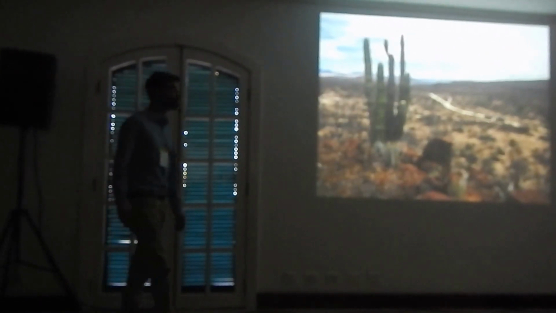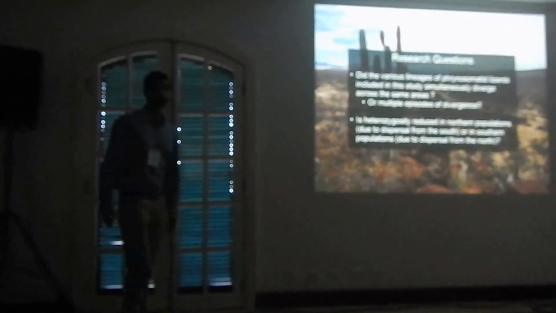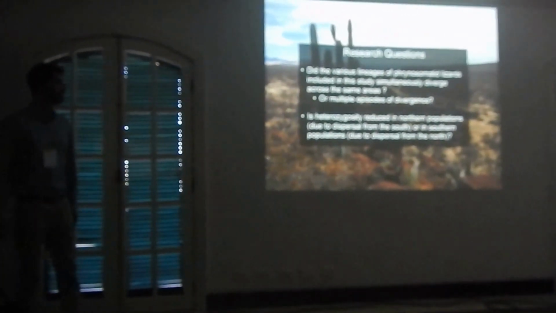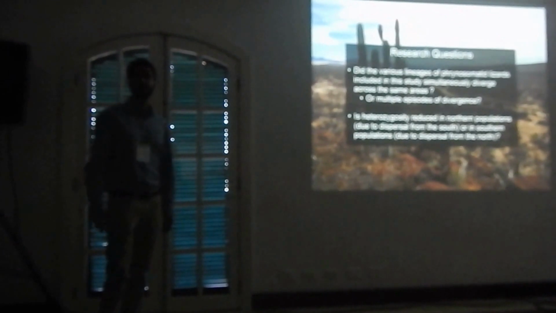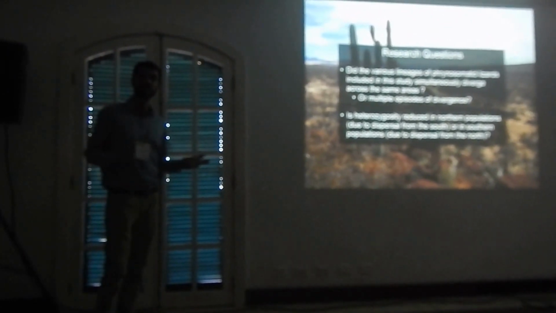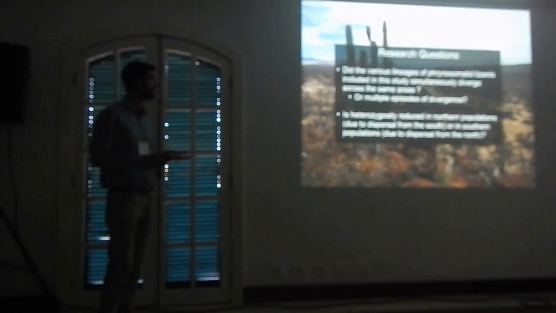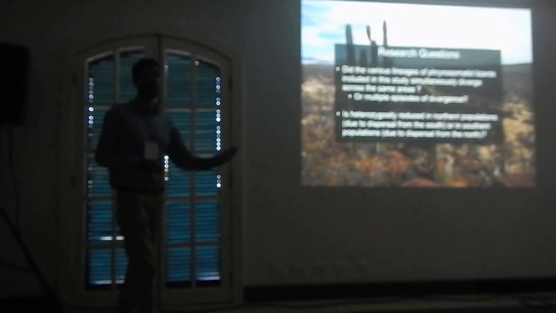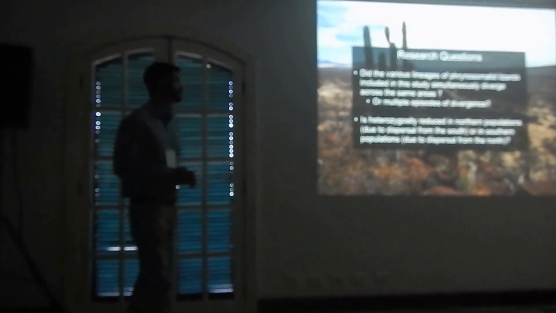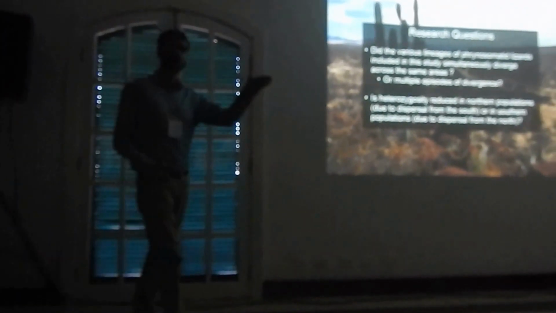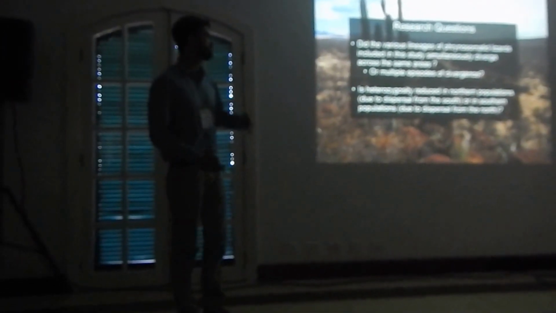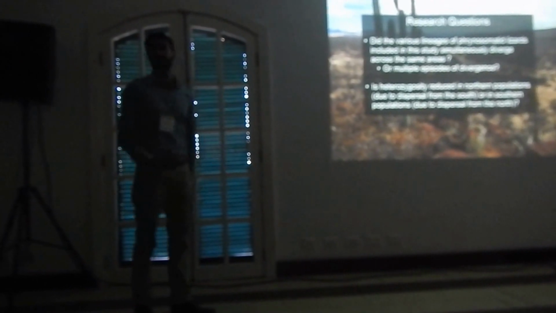This brings me to the questions I'll be addressing today. First, did the various lineages of lizards included in this study simultaneously diverge across the same areas at the same time? Or alternatively, were there multiple episodes of divergence? Secondly, I wanted to know, is heterozygosity reduced in northern populations, perhaps dispersal from the south, or the other way around?